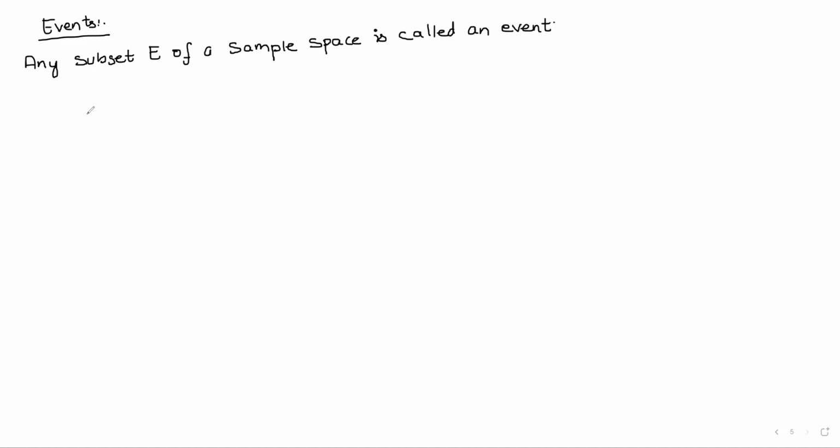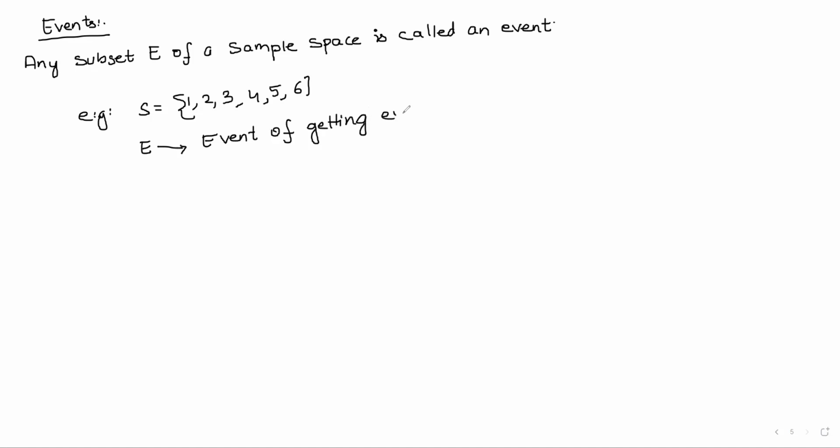For example, if we throw a die and this is the sample space, 1, 2, 3, 4, 5, and 6. Okay, and suppose E is an event of getting even number. Okay, so that means E will be equal to 2, 4, and 6. Okay, this clear? Yes sir.